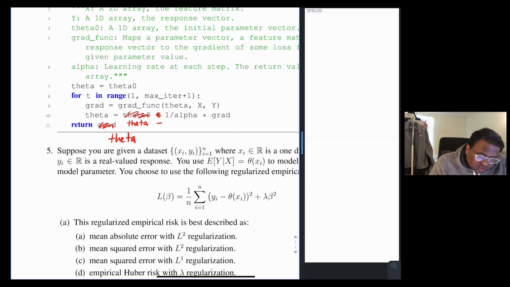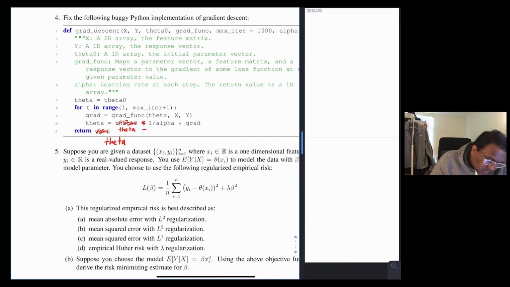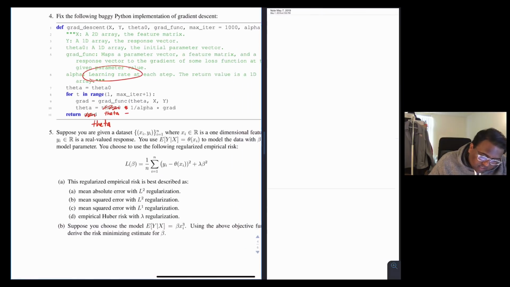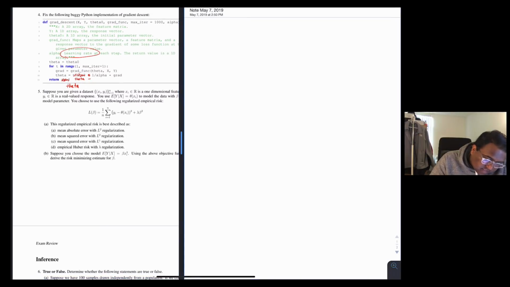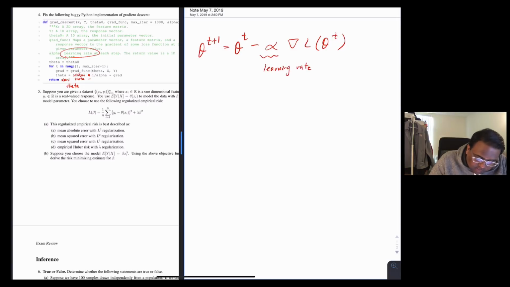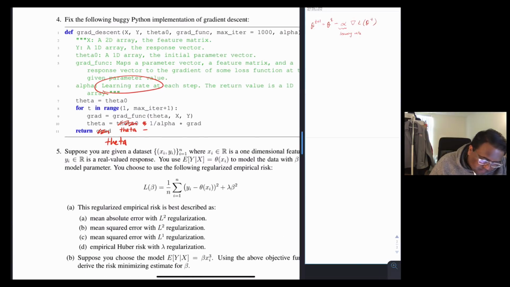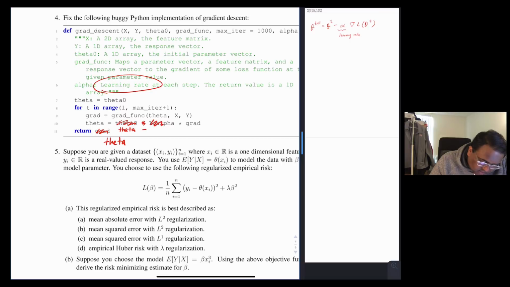And we're told that alpha is the learning rate, okay? And the expression for gradient descent is our estimate at time step t plus 1 is our estimate at time step t minus alpha times the gradient of the loss function at time step t. Where alpha is the learning rate. Here we have 1 over alpha, which isn't quite right. So we need to change this to alpha.